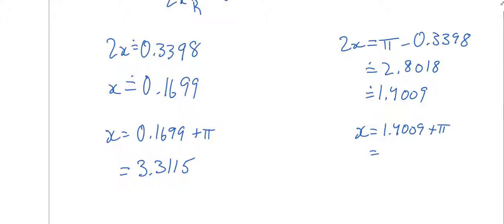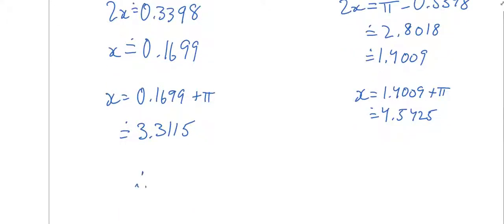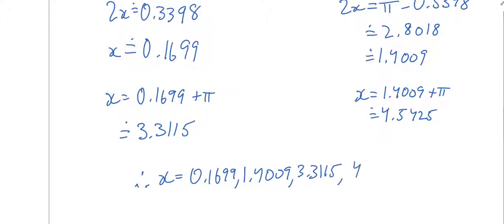And that should give me, I think, 4.5425. I got 4 answers here. Therefore, x equals 0.1699, 1.4009, 3.3115, and 4.5425.